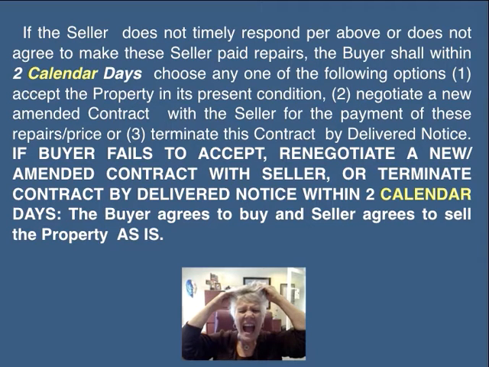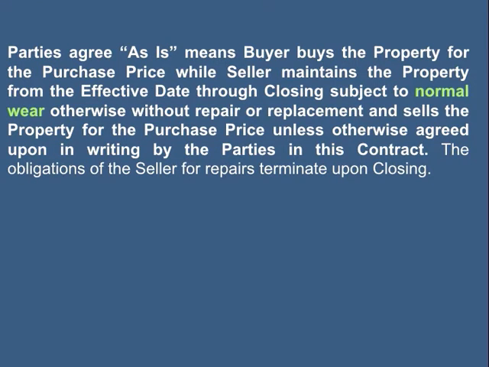More than likely, your buyer is not planning to buy this house as is, especially if they've submitted a repair addendum. So remember, if the seller has not responded by the date that you put in for the seller's response, then your buyer only has 2 calendar days after that date to determine what they're going to do. If they don't do something in those 2 days, either renegotiate the contract, accept it, or terminate within those 2 calendar days, the buyer agrees to buy it and the seller agrees to sell as is. Pretty scary thought. Let's look at the definition for as is.